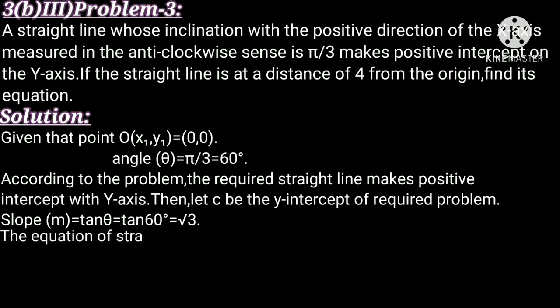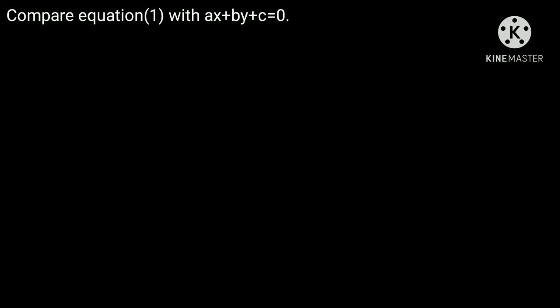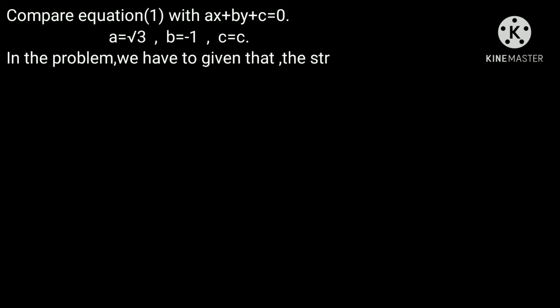The equation of a straight line having slope m and y-intercept c is y equal to mx plus c. Substituting the m value, y equal to root 3 x plus c. From this, root 3 x minus y plus c equal to 0. This is equation number 1. Compare equation number 1 with ax plus by plus c equal to 0. Then a equal to root 3, b equal to minus 1 and c equal to c.